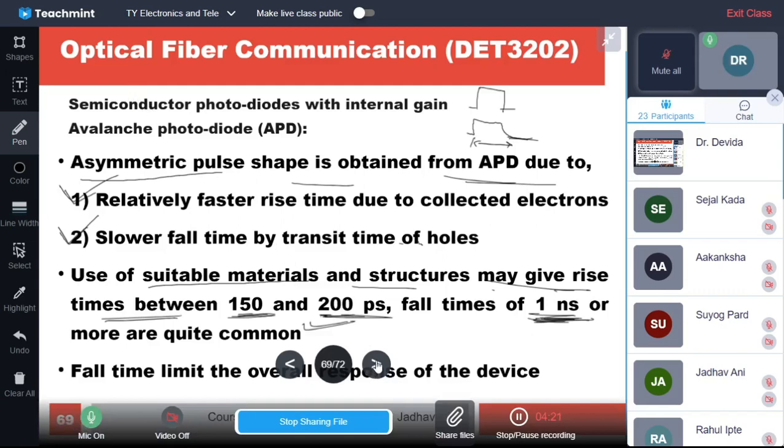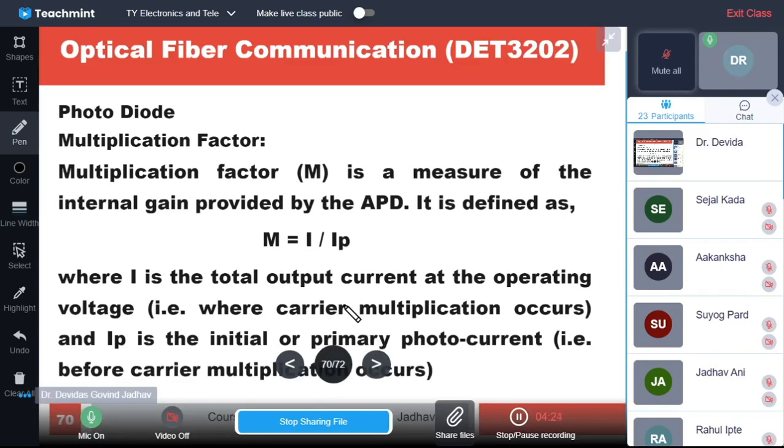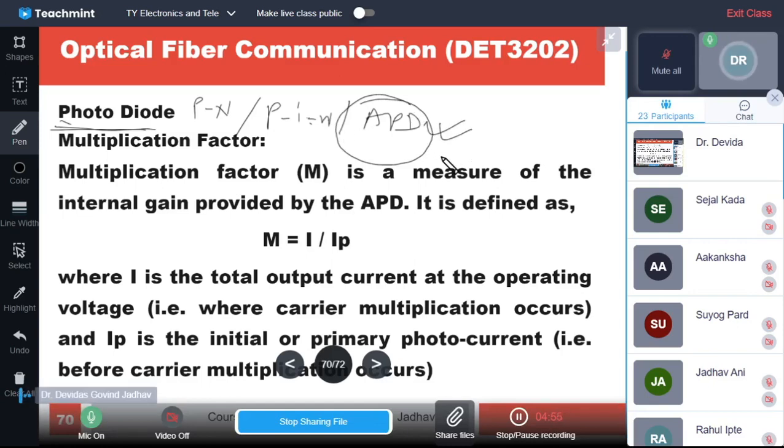So this is the last slide of this chapter unit. Okay. So photodiodes: PN photodiode, PIN photodiode, APD. These are called photodiodes. Out of that, the APD is having the multiplication. Photodiode means PN, PIN, APD, all photodiodes, but out of that, APD is having the multiplication.